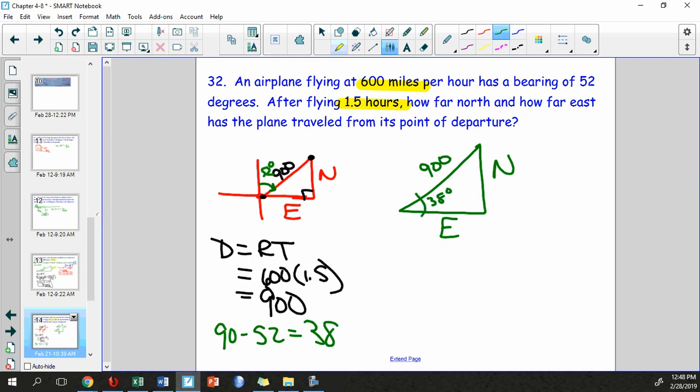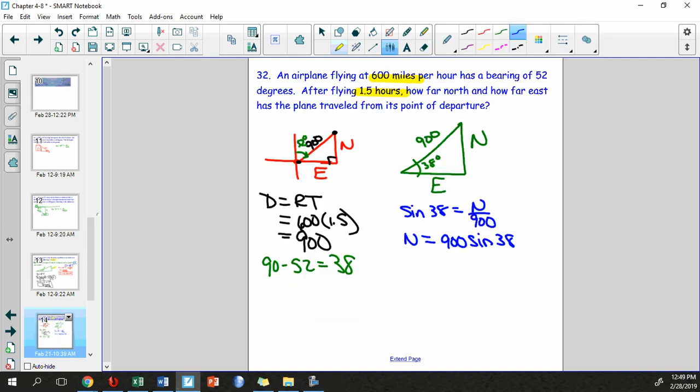Can I now find north and now find east? Yes. How do I go about that? Well, my north is going to be what compared to 38? And what's 900? So what trig function is that? So the sine of 38 is equal to the north divided by the 900. So the north is equal to 900 times the sine of 38. Correct? And you can calculate that.